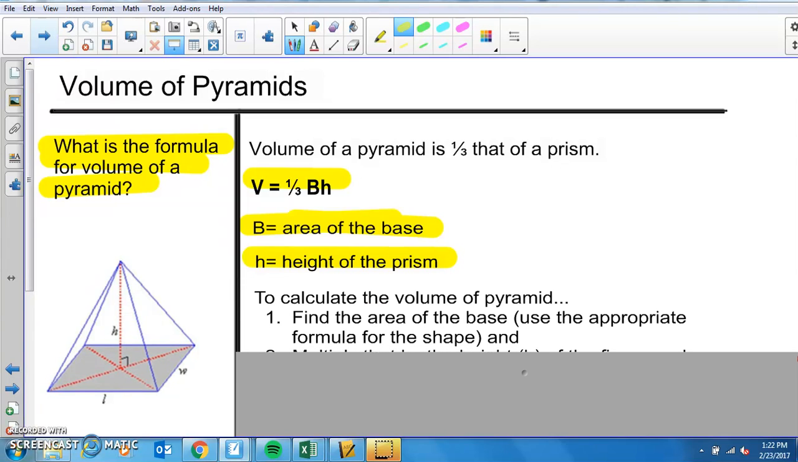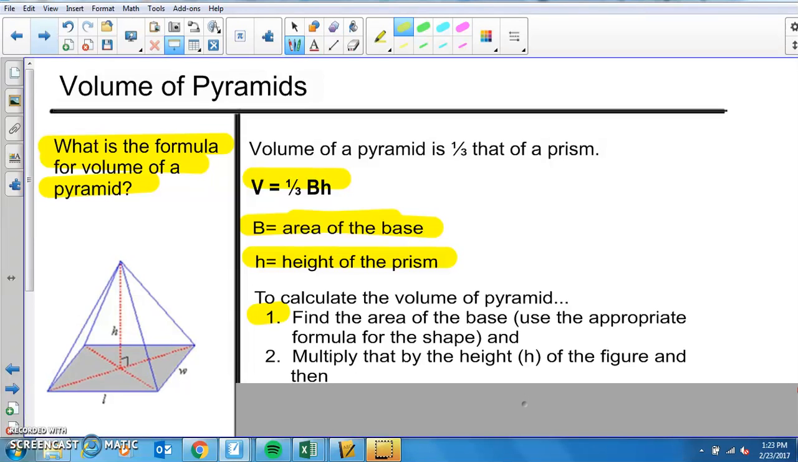So to calculate the volume of a pyramid, first we're going to find the area of the base using the appropriate formula for the shape. Okay? That is nothing new from what we did the other day. So I'm going to just kind of highlight that. The next thing we're going to do is multiply that by the height, h. That is the height of the overall shape.